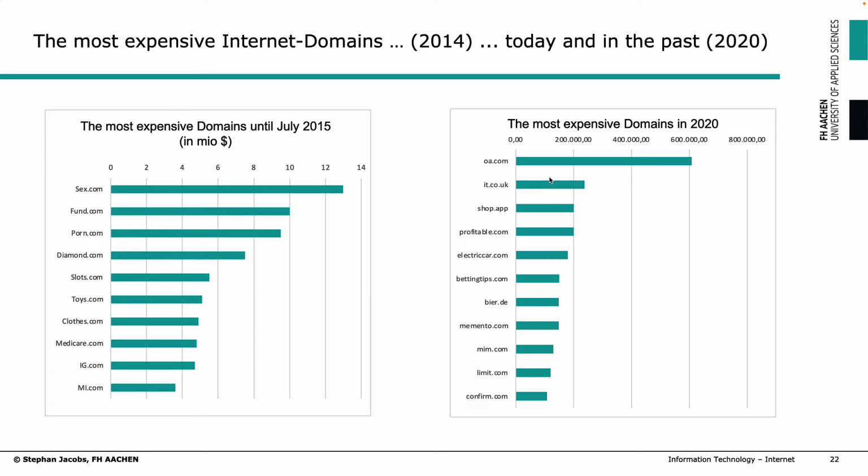You can see the most expensive domains in 2014 and today. Things like sex.com, porn.com simply emphasize that sex sells. And if you look at today, then the most expensive domains, at least for those which have been sold in 2020, have been oa.com or it.co.uk, but the prices have gone down. So if you get $200,000 in 2020, you make a good deal. In 2015, up to 12 million have been paid for addresses.